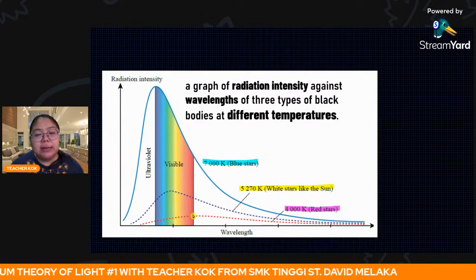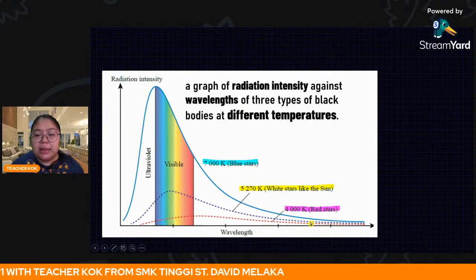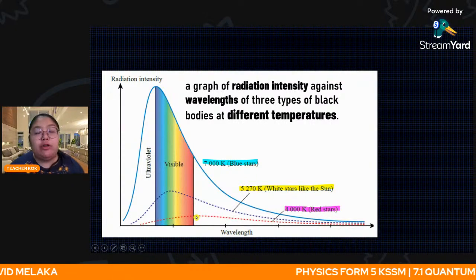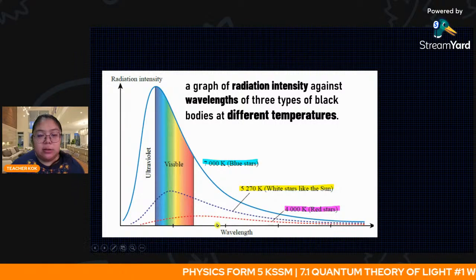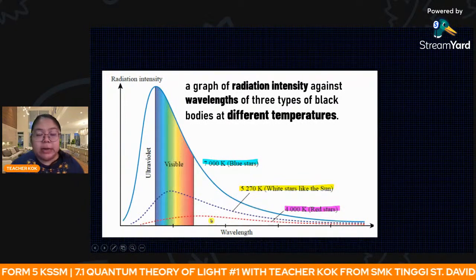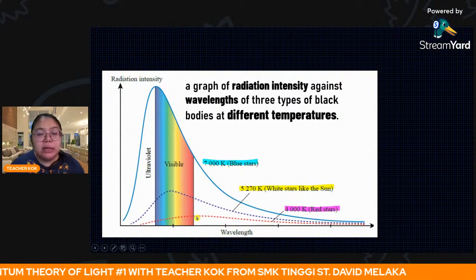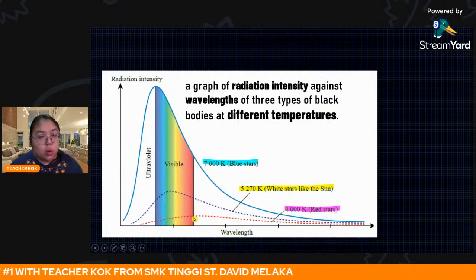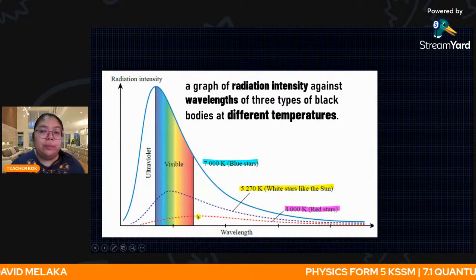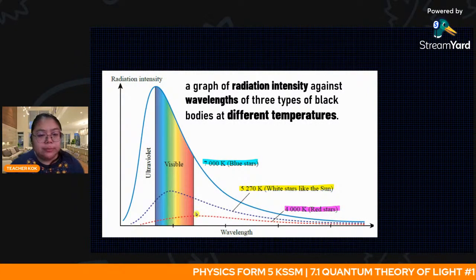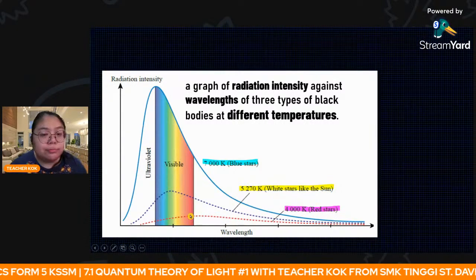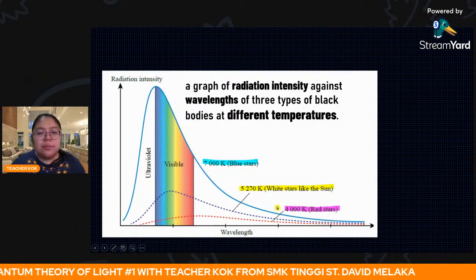So we can say as intensity increases, the wavelength decreases. How about the frequency? Frequency increases. Then after that, the intensity drops. They never continue to increase. This one is about this topic, quantum. We need to explain why they do not continue to go up. So they continue until red, then they start to drop.